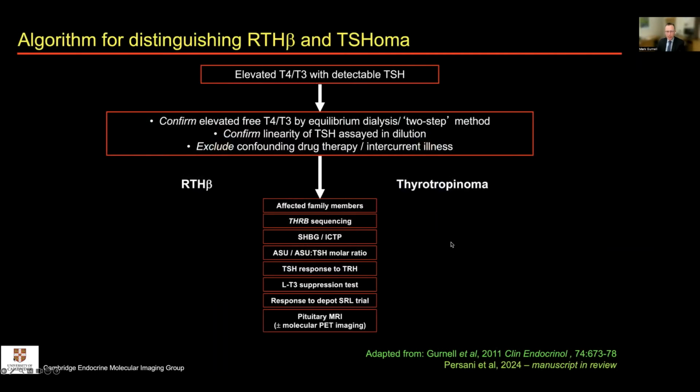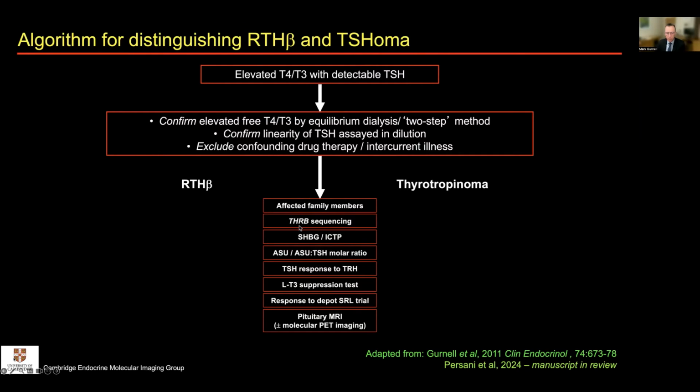So this is an added entity now which can be put into the algorithm to help us to separate out RTH beta and TSH-OMA. So going right back to where we started in this talk, it's always important to make sure that before we jump the gun, we've excluded any interference in free T4 and free T3 assays, indeed the TSH assay, and we've also thought about the potential confounding effects of drug therapy or intercurrent illness. But then once we've worked our way through and we're trying to distinguish between RTH beta and TSH-OMA, there are a whole combination of different tests that we might need to use.